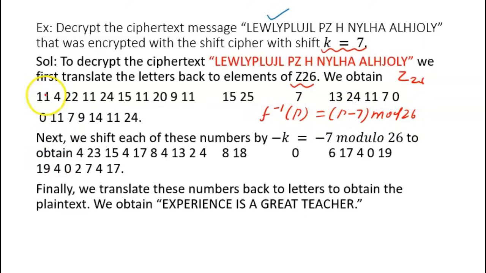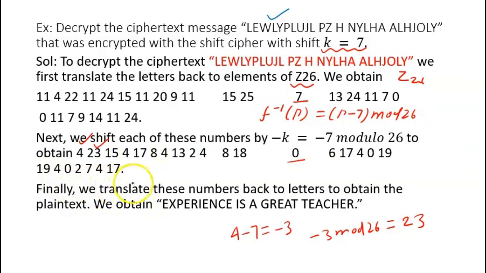So if we subtract 7 from 11, we get 4. If we subtract 7 from 4, we get 4 minus 7, which is equal to minus 3. And minus 3 modulo 26 is how much? Minus 3 modulo 26 is equal to 23. So we get 23, and so on. Here we have 7, so 7 minus 7 is 0, and 0 modulo 26 is 0.